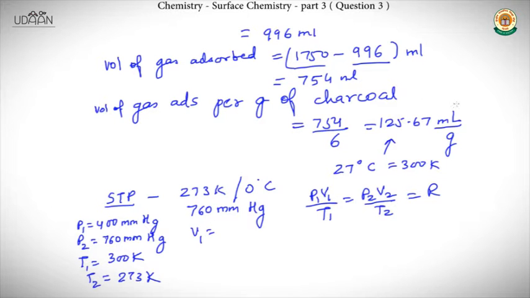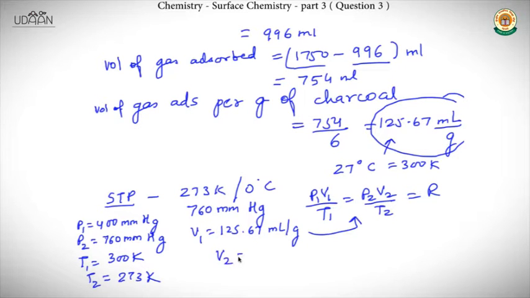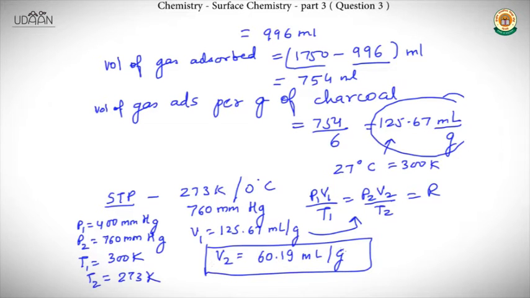The volume of the gas absorbed at 300 Kelvin is 125.67 milliliters per gram. So I'll simply substitute all these values in this formula. V2 I will obtain as 60.19 ml per gram. So this is the volume per gram of charcoal, the volume of the gas that will be absorbed at STP. So by this we end this question.